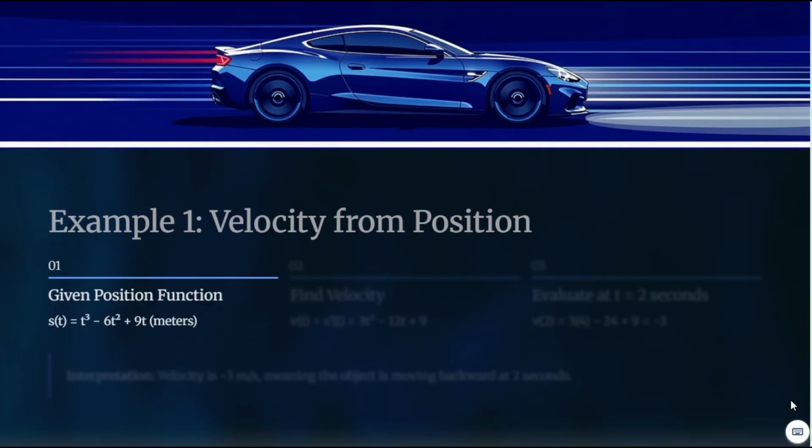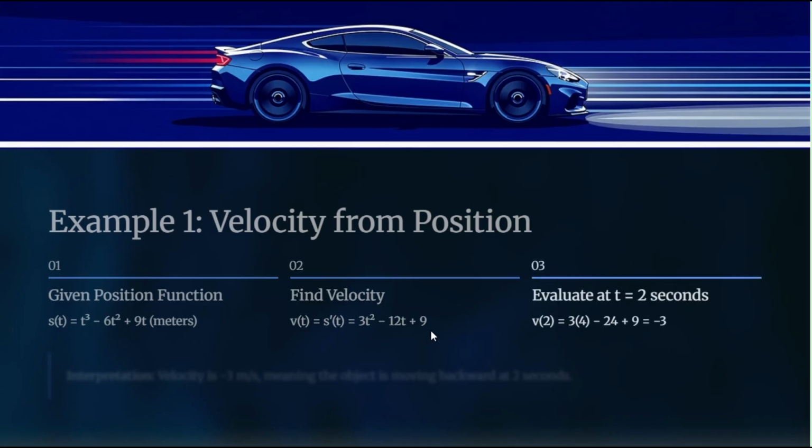Let's calculate velocity and interpret what it means when an object moves according to a position function. Given the position function s of t equals t cubed minus 6t squared plus 9t, in meters, in order to find velocity, we'll find the derivative of the function. So we'll call it v of t, which is essentially s prime of t, the derivative of the position function.